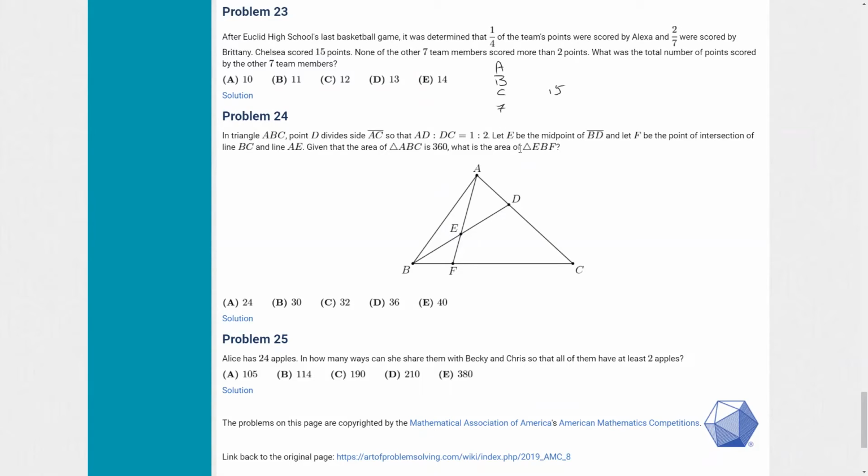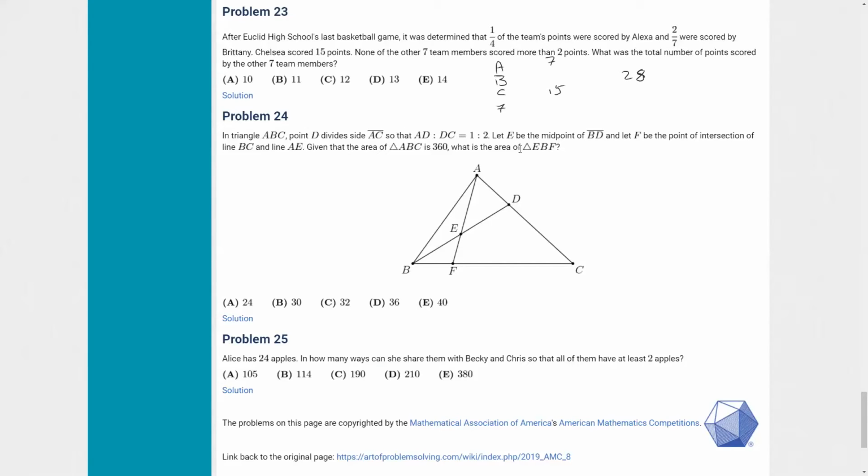Now, we know that Chelsea, no matter what, scored 15. And we know that Alexa scored 1/4 and Brittany scored 2/7. Now, the thing with a basketball game is that you can't score a fraction of a point. You can only score 1 point, 2 points, or 3 points, right? So that means that if Alexa and Brittany scored 1/4 and 2/7, the total number of points that the team scored in this game should be a multiple of 4 and 7. So we'll find the smallest number possible. The smallest number possible is 4 times 7. So 28 should be the total number of points scored by the entire team.